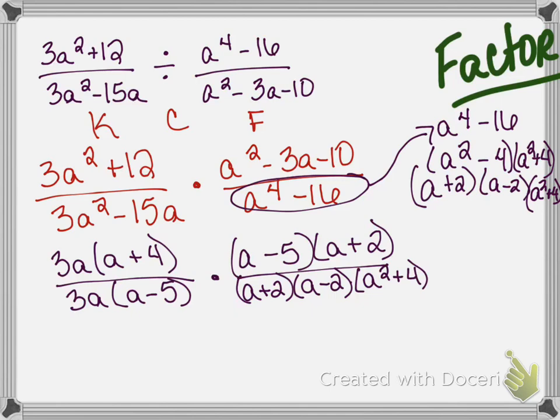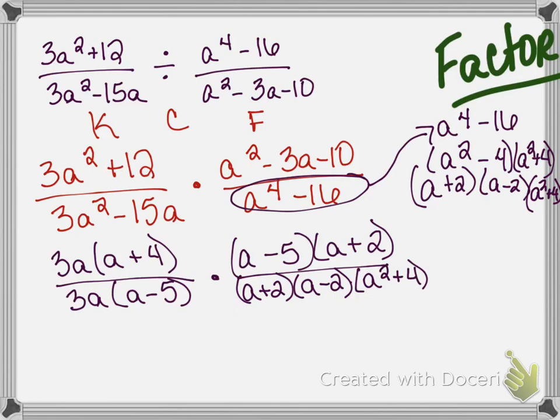We've got all the factoring. My 3a squared plus 12, I can take a 3a out of both of those. I'm factoring out my GCF. I have 3a times a plus 4. Here I've got 3a squared minus 15a. 3a times a minus 5. A squared minus 3a minus 10. My product is negative, so I'm going to have one positive, one negative. My sum is negative 3, so that means it's negative 5 and positive 2.